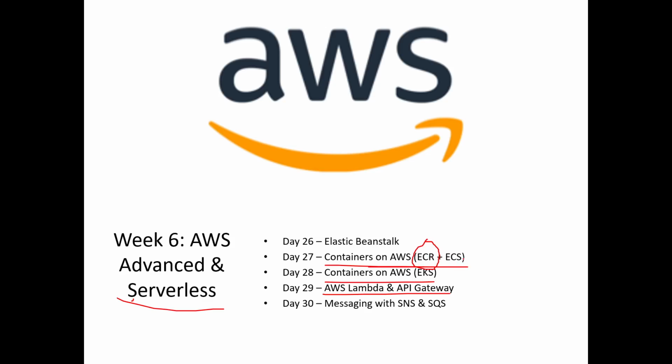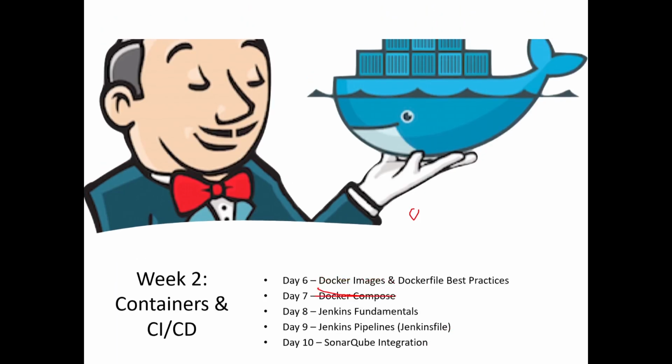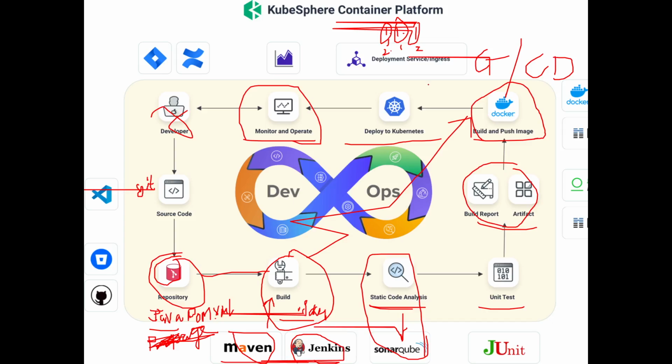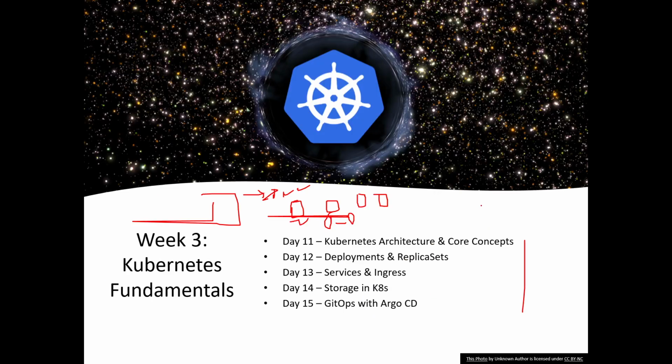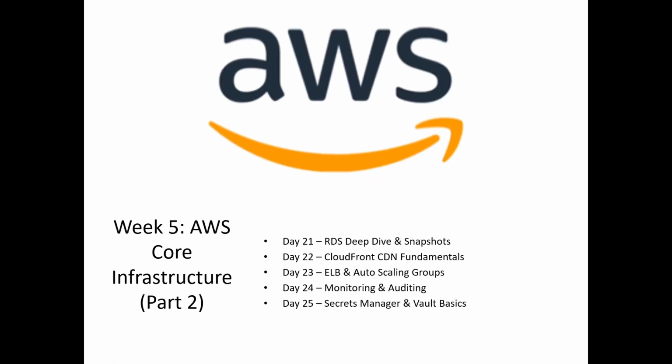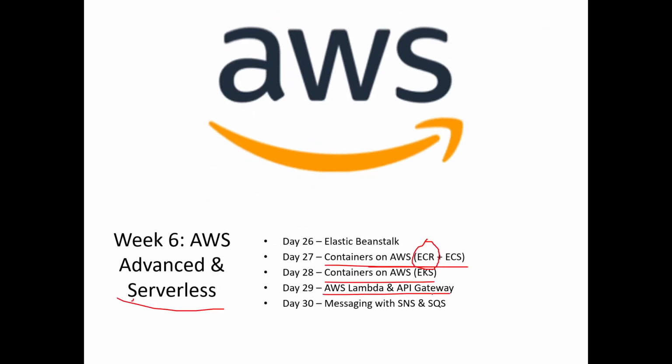Then what's the difference between ECS and EKS? ECS means Elastic Container Service. EKS means Elastic Kubernetes Service. So whatever we initially deployed in the first slide about Docker and Kubernetes, these resources are actually offered by AWS. That is what we are going to see here.